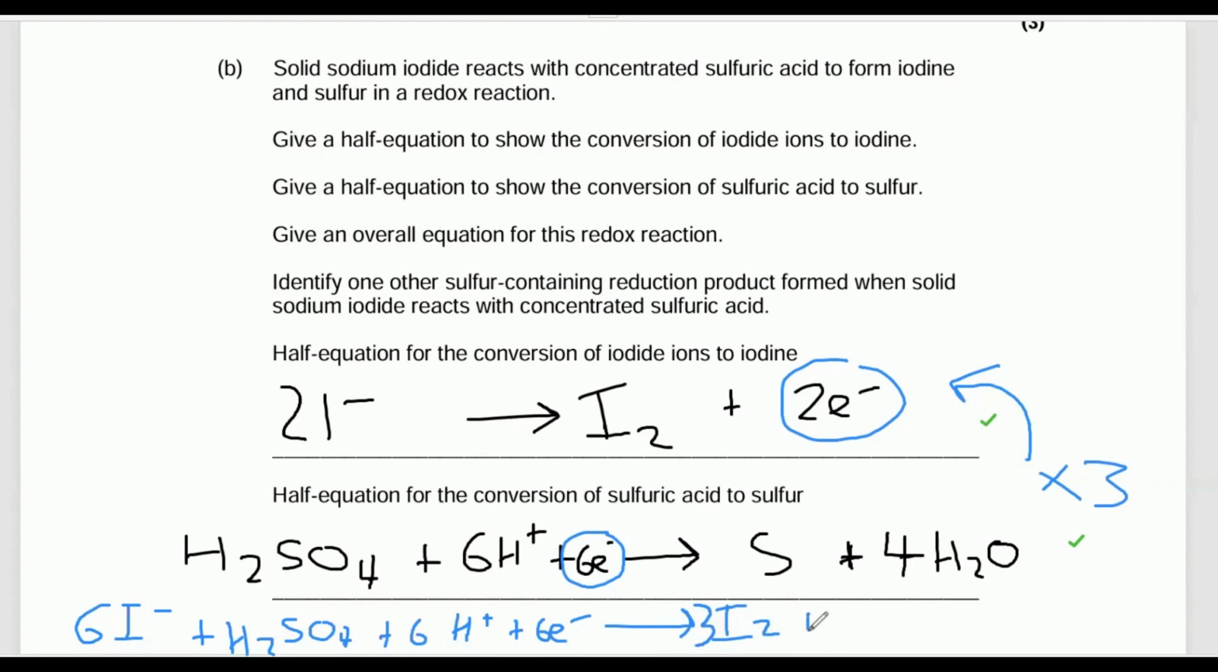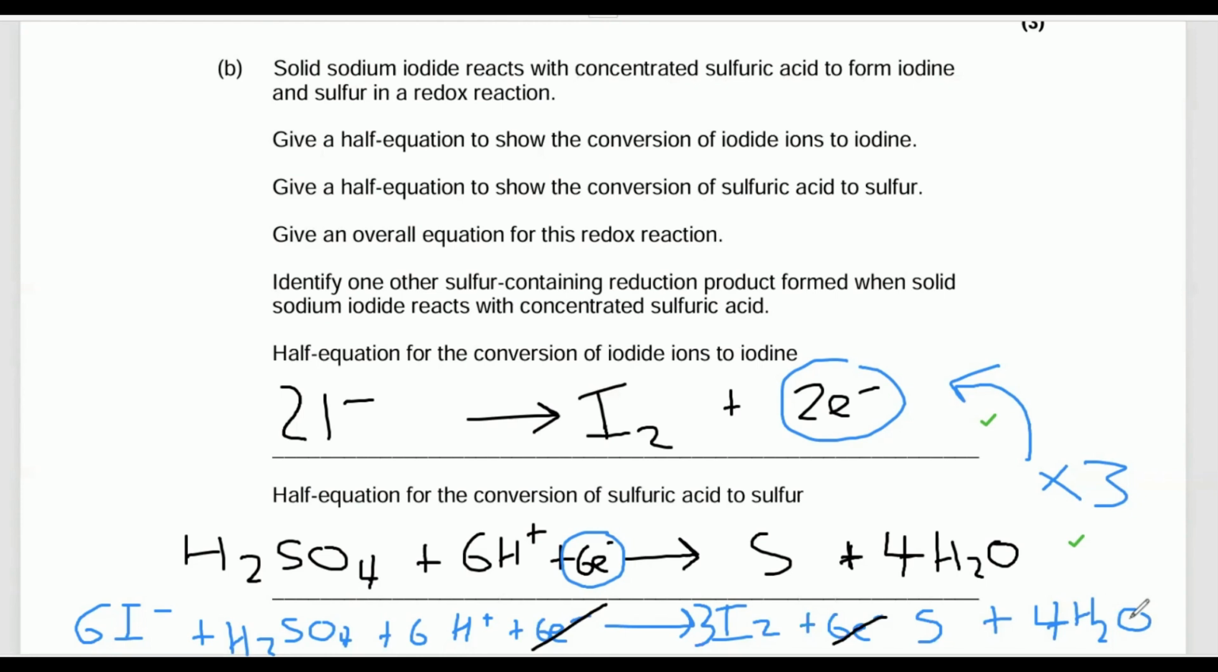I'm going to have 6 electrons. Now, I can already jump all over those electrons and cancel those because we don't want those, so I shouldn't really include those. I've just put them there to show. Okay, now I just need to add these in then. So 3I2 plus S plus 4H2O, and that is it. So once again, you can get rid of the electrons, you don't need them. So it's 6I minus plus H2SO4 plus 6 hydrogens goes to 3I2 plus S plus 4H2O.